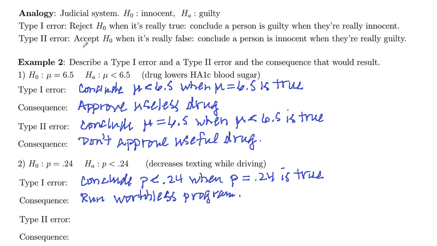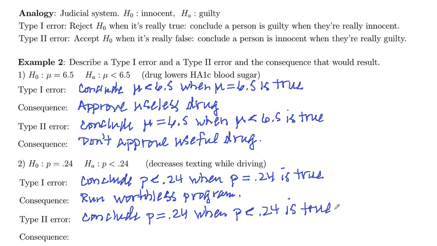Type 2 error: you accept H0 when it's false. So you conclude that H0 is true. You conclude that the proportion is still 24%, when in fact P less than 0.24 is true. In other words, you conclude the program is not working when it really is. So what are you going to do? Well, you're not going to implement that program that could actually work. So you don't run a program that works.